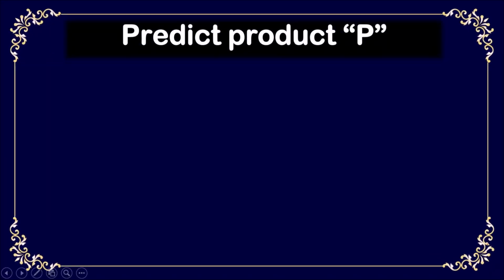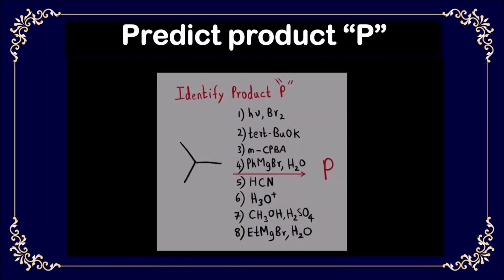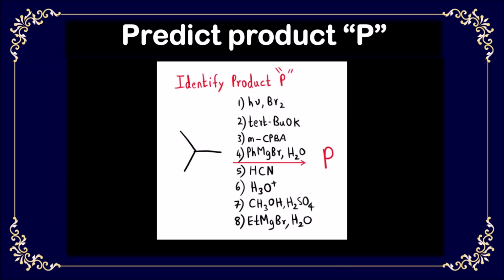So in today's video, we are going to solve another question of the difficult question series. Here you can see a reactant is given to us and there are a lot of reagents given, and we have to identify the product P. It looks difficult, but actually if you do it step by step, it is not very difficult.